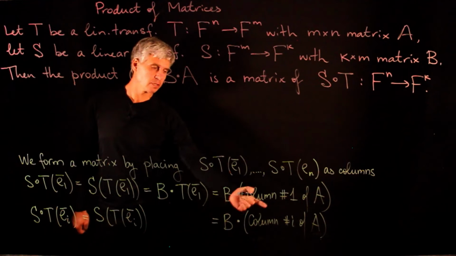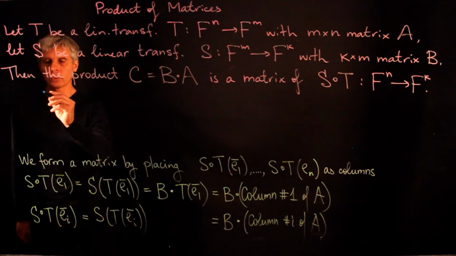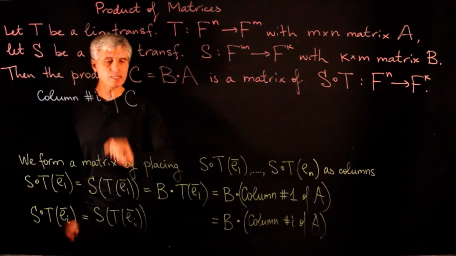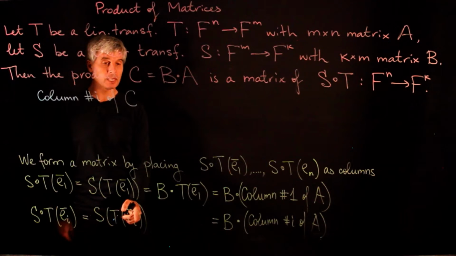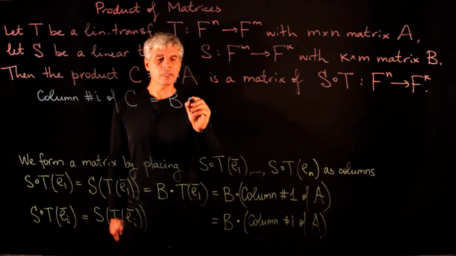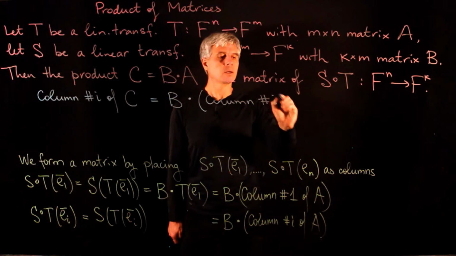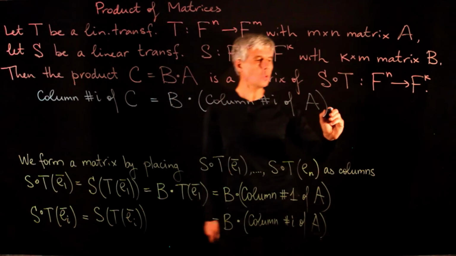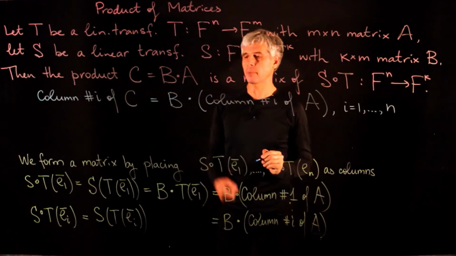And now this discussion tells us how do we compute this matrix C. So what we see is we have the following rule, that column number I of the matrix C, right? So this is going to be the vector S of T of EI, is equal to the product of a matrix B times column number I of matrix A. And in this way, we can compute all columns, right? So I goes here from 1 to n. And in this way, we fill matrix C.